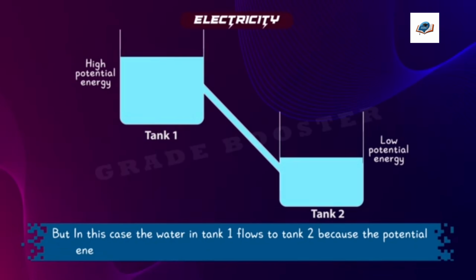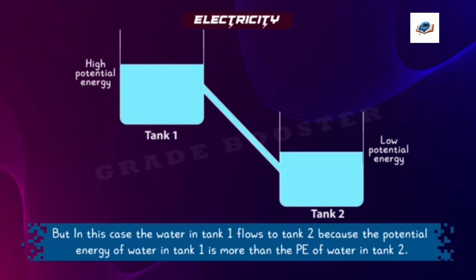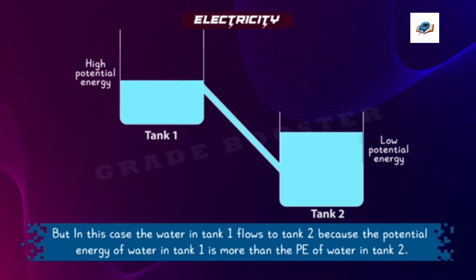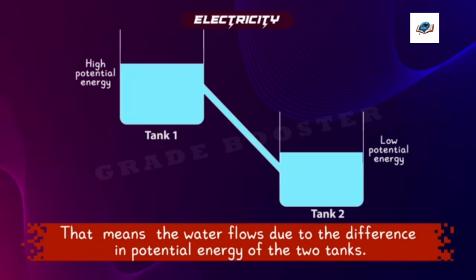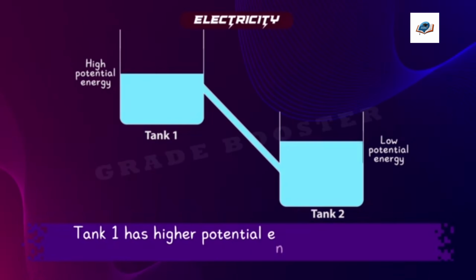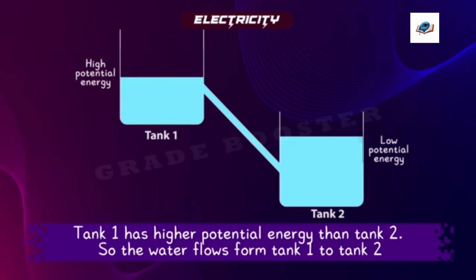But here in this case, the water in tank 1 flows to tank 2 because the potential energy of water in tank 1 is higher than the potential energy of water in tank 2. That means the water flows due to the difference in potential energy of the two tanks. Tank 1 has higher potential energy than tank 2. So the water flows from tank 1 to tank 2.